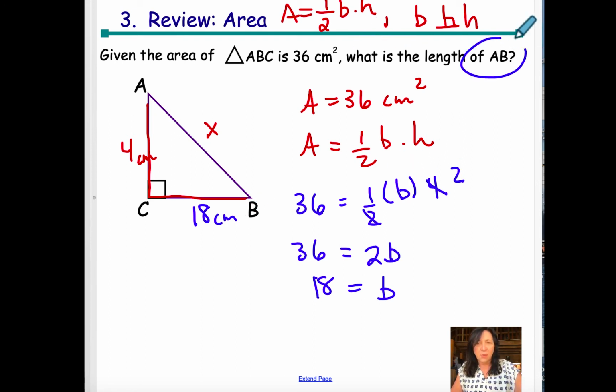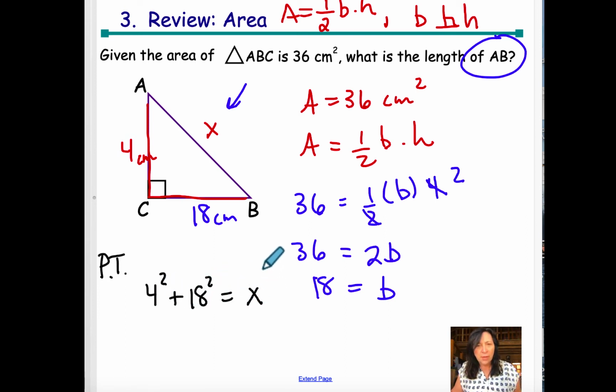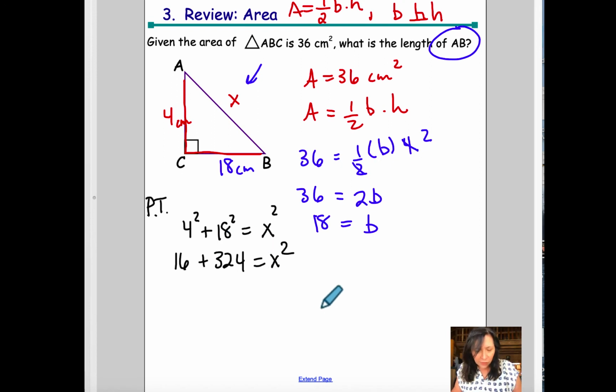But the question said, what's the length of AB, which is this length here? So with this information, now I'm going to have to use the Pythagorean theorem in order to find this third side. So I'm going to go 4 squared plus 18 squared is equal to x squared. And I know that 4 squared is 16. And I know that 18 squared is 324. So I'm going to go 16 plus 324 is equal to x squared. And I'm going to add those two, 324 and 16, and get 340 is equal to x squared.